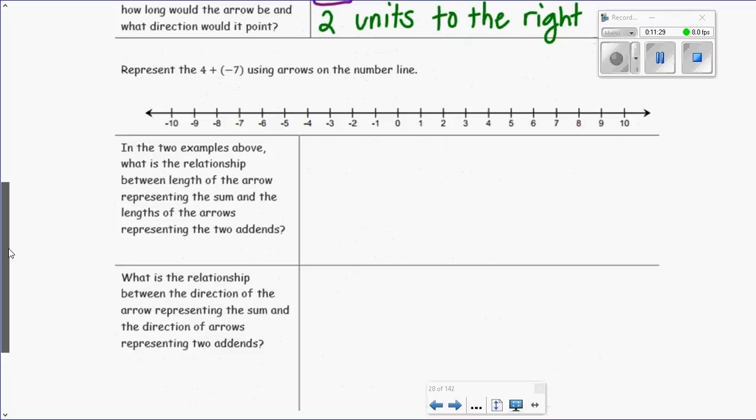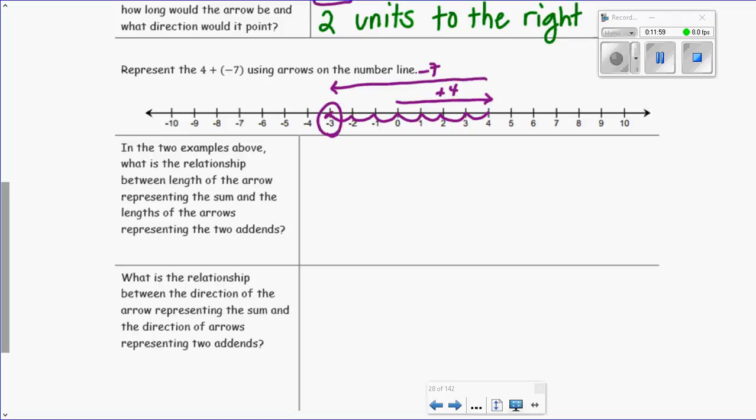Now we have 4 plus -7. So +4 goes like this. And then -7, we've got to go from there. We have to go back 7, to the left 7. Again, if you need to do this, go ahead and do it. 1, 2, 3, 4, 5, 6, 7. So I know that that's where I'm going to end. Now I can make my arrow nice and neat and have it end right there. And the answer is -3.